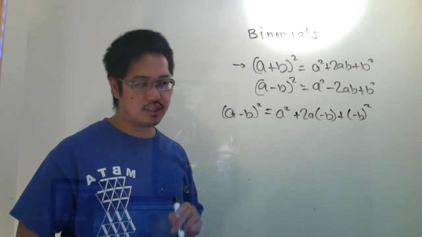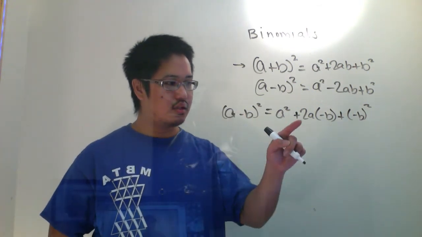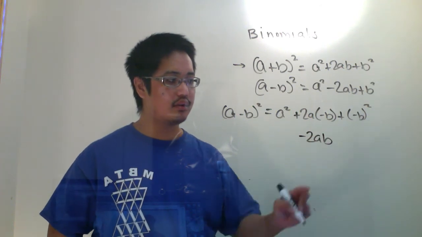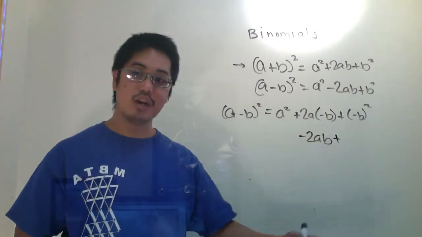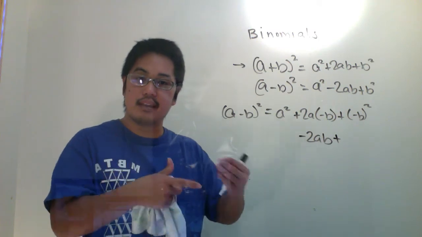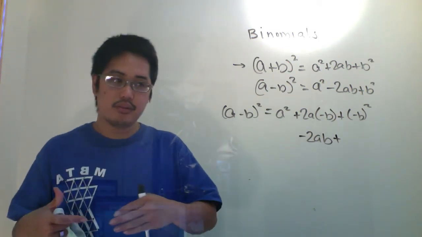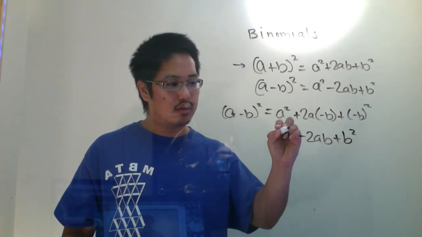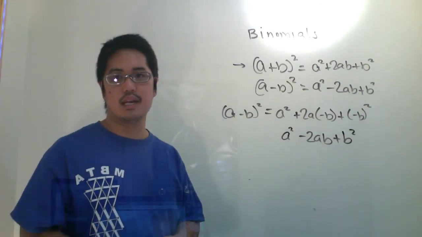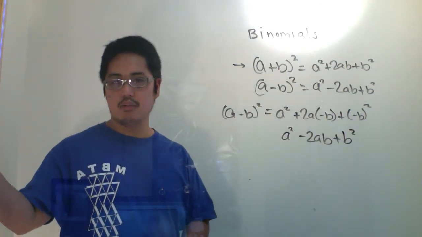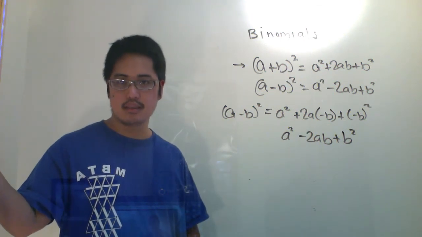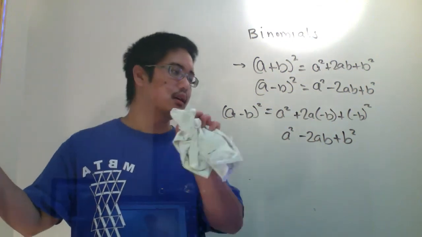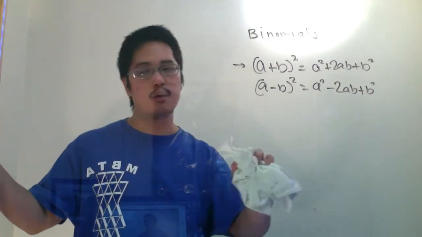I'm going to prove to you this equation right now. 2 times a times negative b, that's just negative 2ab. The negative b squared, if you have a negative b times a negative b, it becomes a positive, in this case a positive b squared. So that's how Alicia kind of got her answer. Are we cool with this? We good? Awesome.